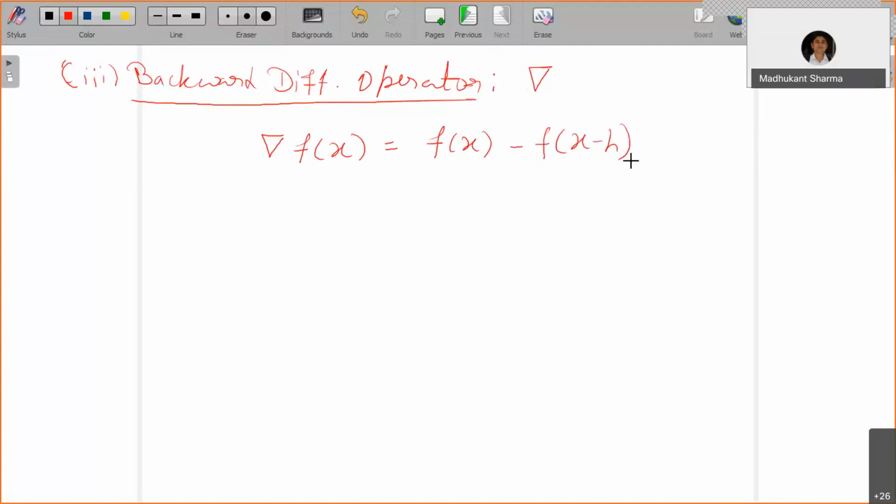So in the forward difference operator, we were having the future value minus present value. So here is present value minus previous value. Again, you can verify that this operator is a linear operator. Okay, and if you apply this one more time, delta, which we are going to denote by delta square f of x.